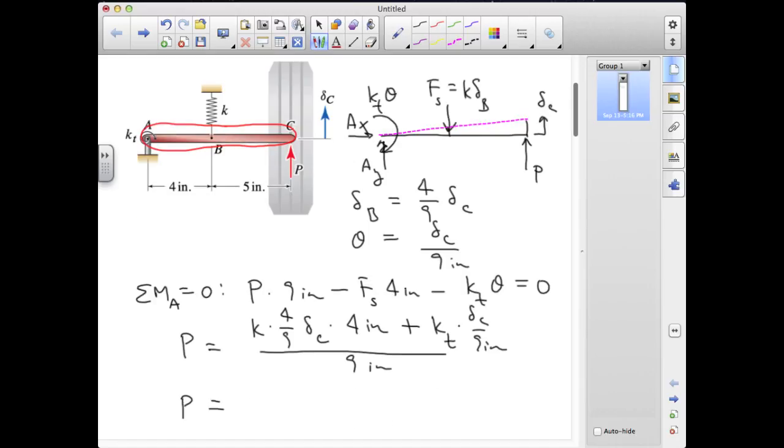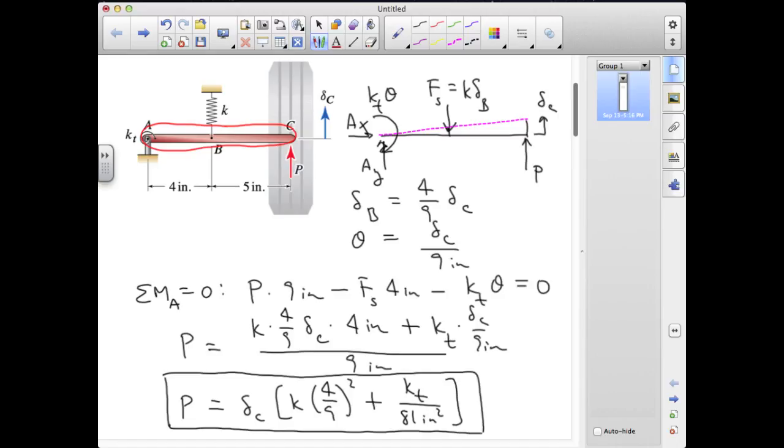We're going to have a common delta C that comes out of these two terms. And the first term is going to give us the shock absorber spring constant K times the ratio of 4 over 9 squared, plus we have the torsional spring constant over 9 inches squared, so that's 81 inches squared. And that gives us our relationship between the force of the wheel P and the corresponding wheel deflection delta C.